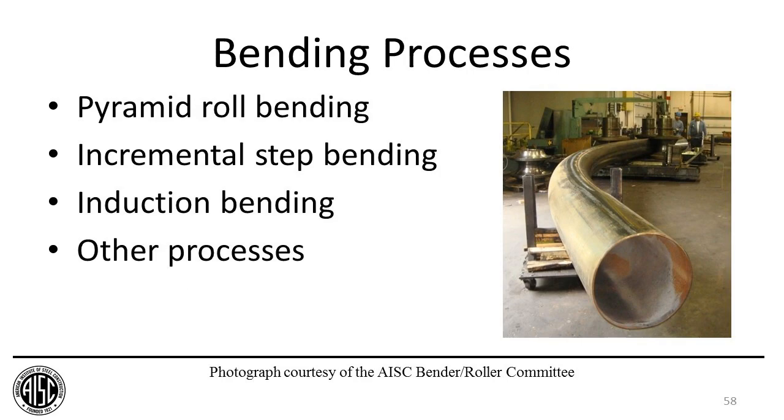Now the 3 bending processes that we're going to talk about in this presentation are pyramid roll bending, incremental step bending, and induction bending. There are many more processes that are used. These are the 3 that are common to structural steel fabrication. You can look in the design guide for further information on the other processes, but a lot of them are used for things like the piping industry, or to make small diameter bends on very small members used for things like furniture or fixtures.